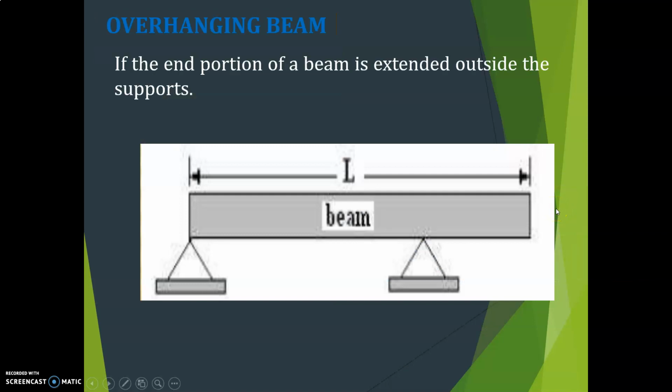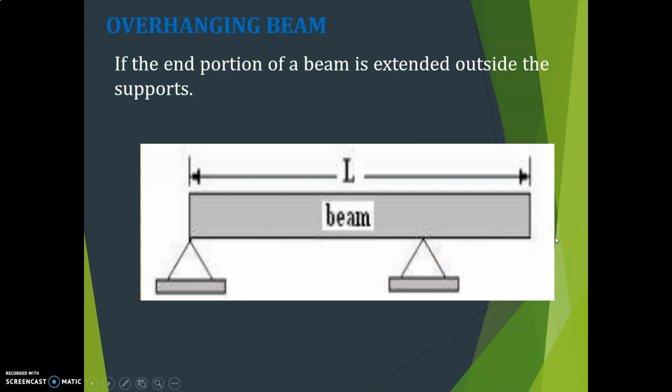Next is the overhanging beam. If the end portion of the beam is extended beyond the support, then it is called an overhanging beam. It is extended outside the supports. You can see here, this is one support, this is another support. It is extended beyond the support.